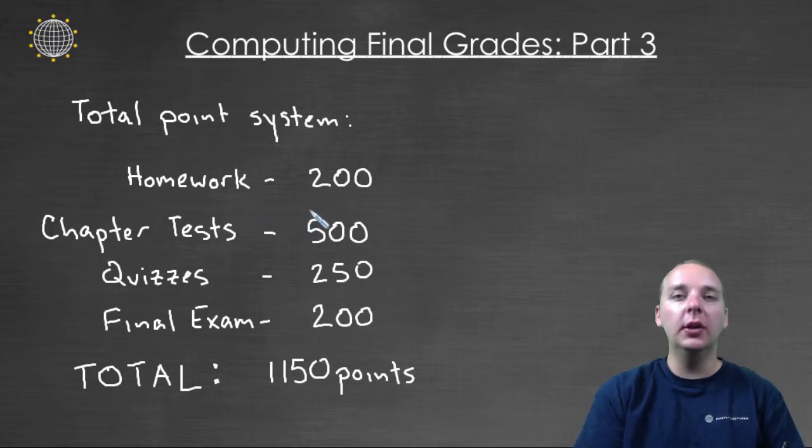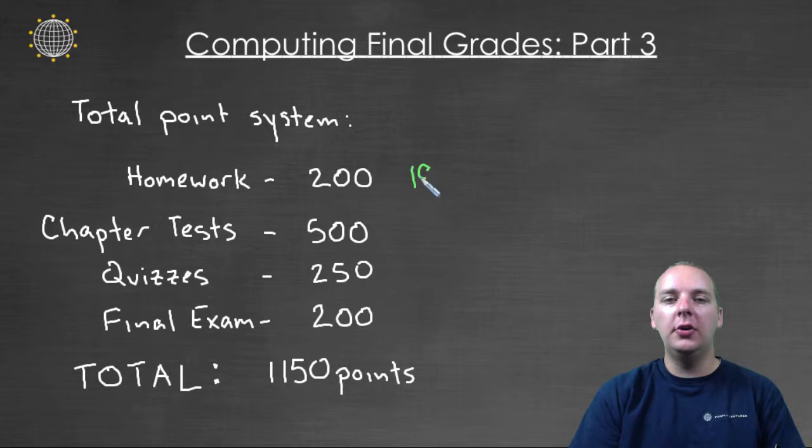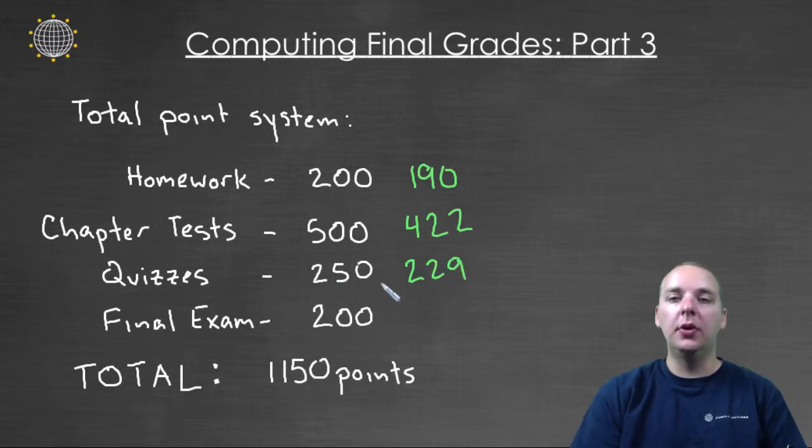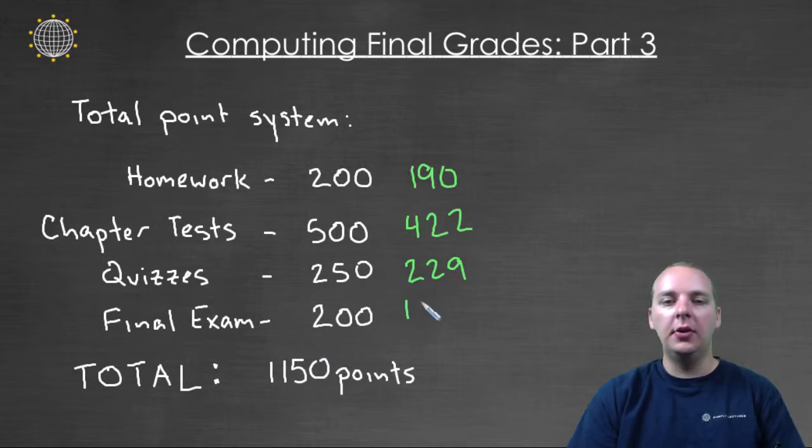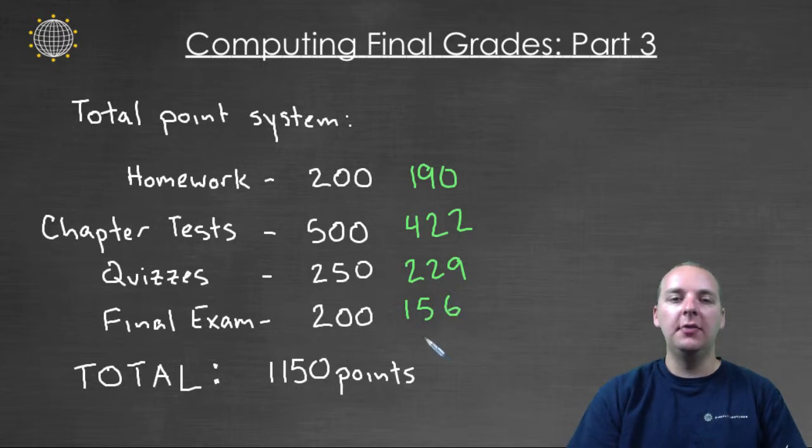Let's say for the homework we do really well, and maybe we earn 190 of the available 200 points. Let's say as we take the chapter tests, maybe we get a total of 422 of the available 500 points. The quizzes, maybe we earn, let's say, 229 of the available 250 points. And for the final exam, maybe we earn 156 of the available 200 points. So we don't really do that well in the final.